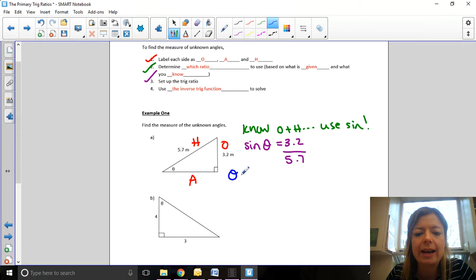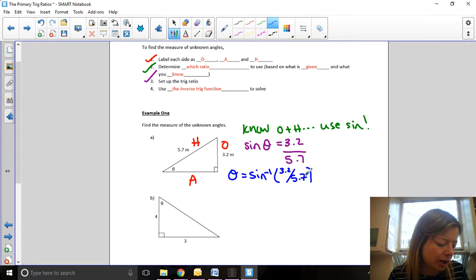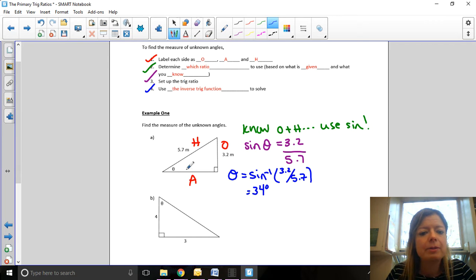So now we just want to use our calculator to solve this for us. So we're going to write theta equals, you can't just follow the equal sign down because now we're equaling something different. The inverse sine of 3.2 divided by 5.7. So you take out your calculator and you go second sine 3.2 divided by 5.7. You end the bracket and you should get 34.15 degrees, which we will round to 34 degrees. Okay, and we're done. So that means that this angle has to be 34 degrees for this ratio to hold true.